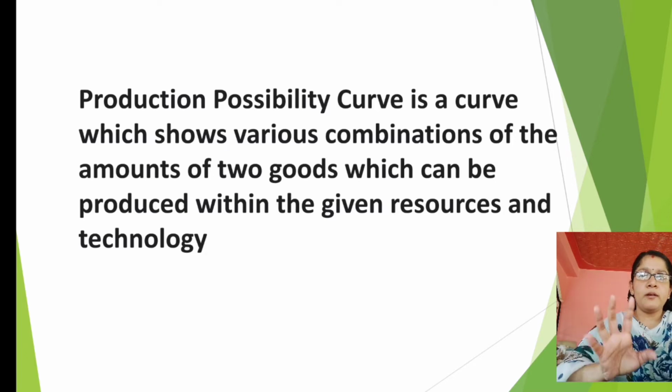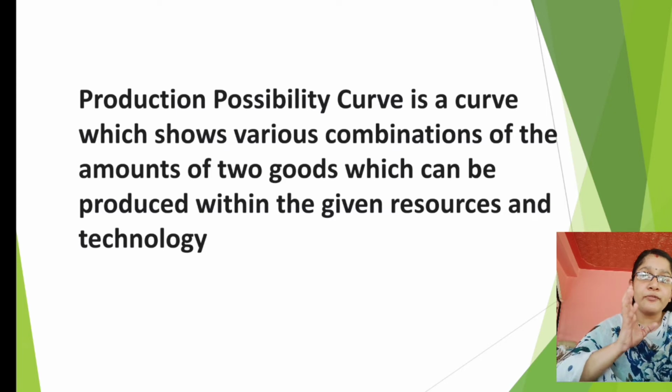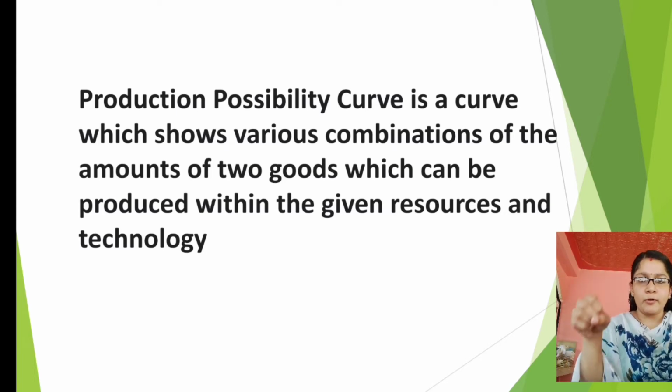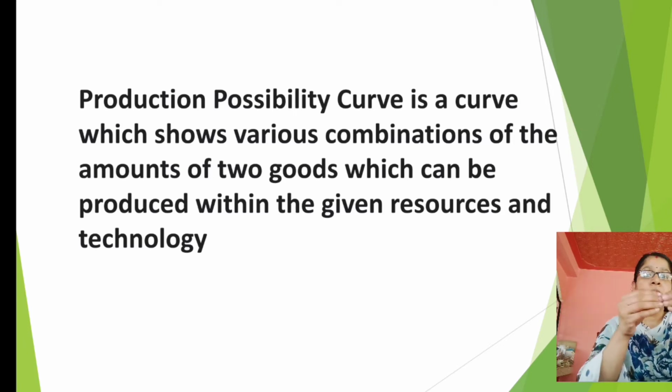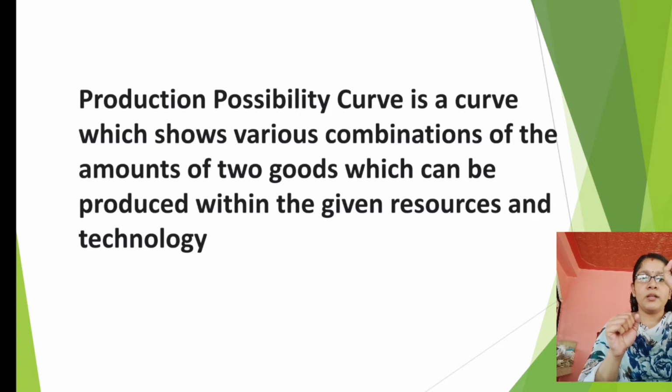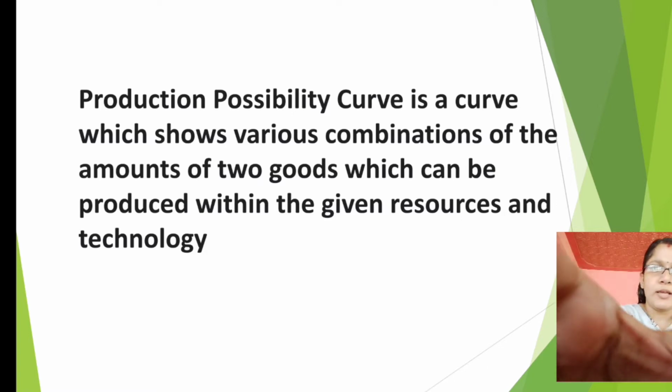So the production possibility curve shows different combinations. That means sometimes the economy produces some amount of rice and some amount of mobile phones, and sometimes the amounts will be changed. That means there are so many possible combinations which we can produce by using these resources and technologies.